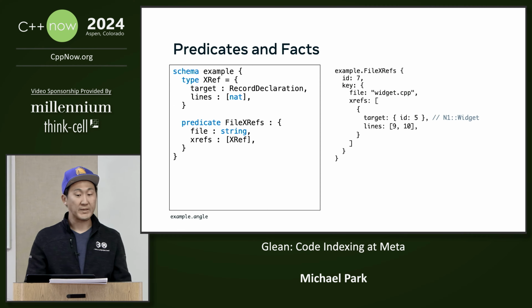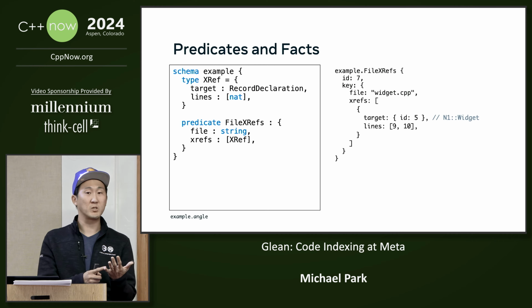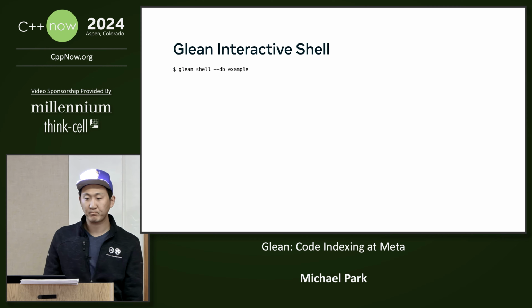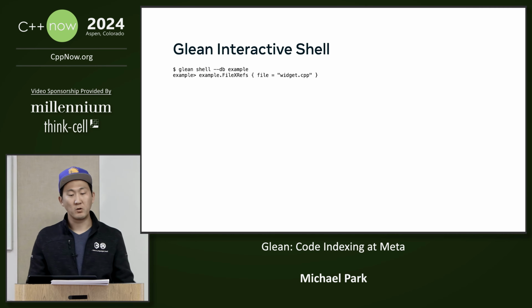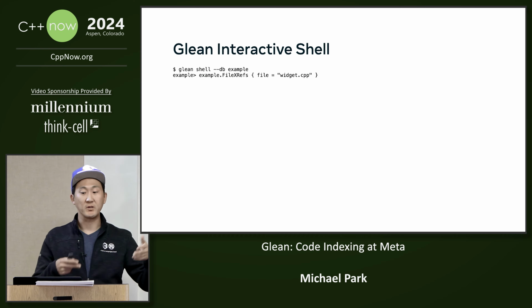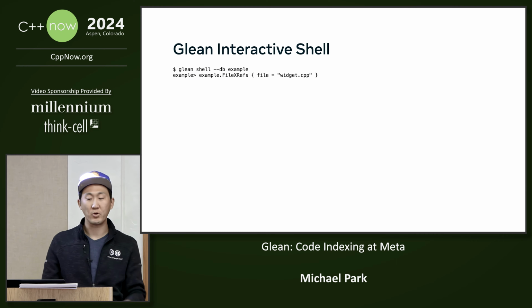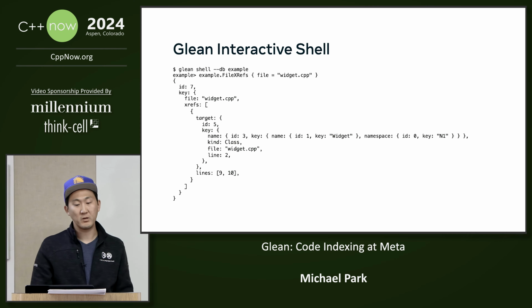And so at this point, we have name, qualified name, record declaration, and file xrefs, which store some meaningful information about the code that we're indexing. So you can write a query. On the left, again, we have the name of the predicate, which is file xrefs. On the right, we have the pattern, which is the specific file we want to query for. And we would get the results like this.